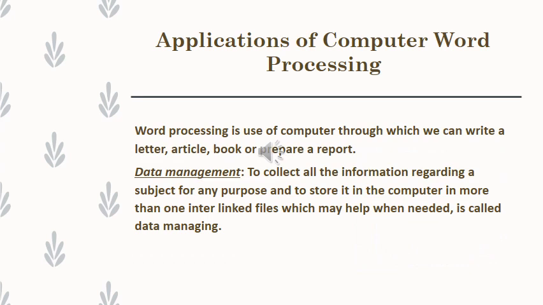Applications of computer: word processing. Word processing is a use of computer through which we can write a letter, an article, a book, or prepare a report. Using this program, we can develop any document and can see it on the screen after typing. We can edit the document, we can move text from one page to another in any document, and we can also take the print of the data of the document which we have stored in the memory.